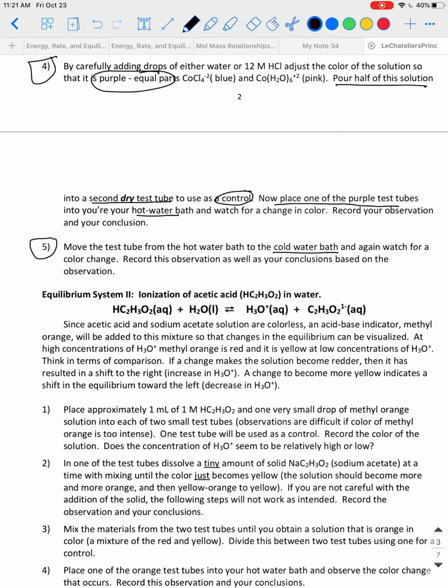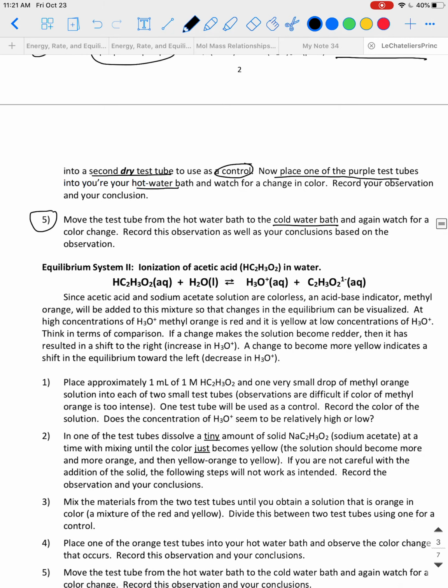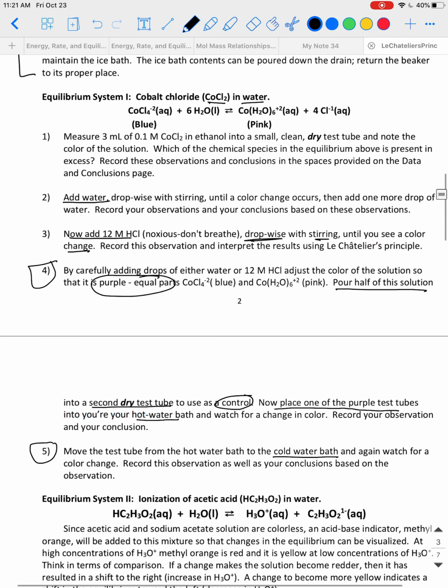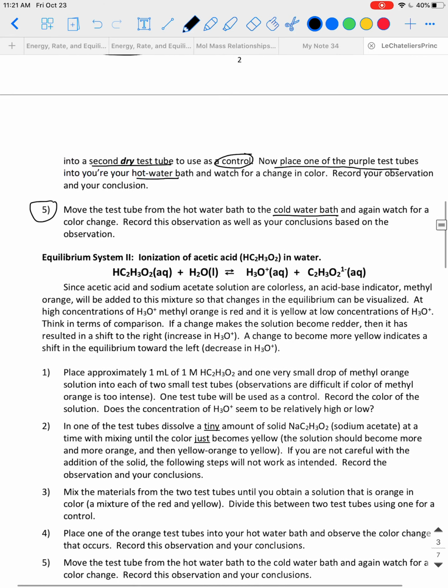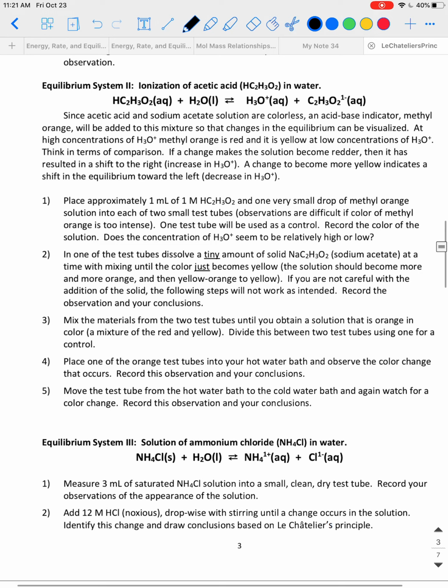The last step is the ice water bath, okay? Once you've done the hot water bath, now you're going to go put it in the cold water bath. You should have a good amount of ice and some water. You want it to be really cold, that cold water bath. Then you're going to make your final observation. And that's it for number 1, okay? I will tell you how to discard these on the day of lab, okay?